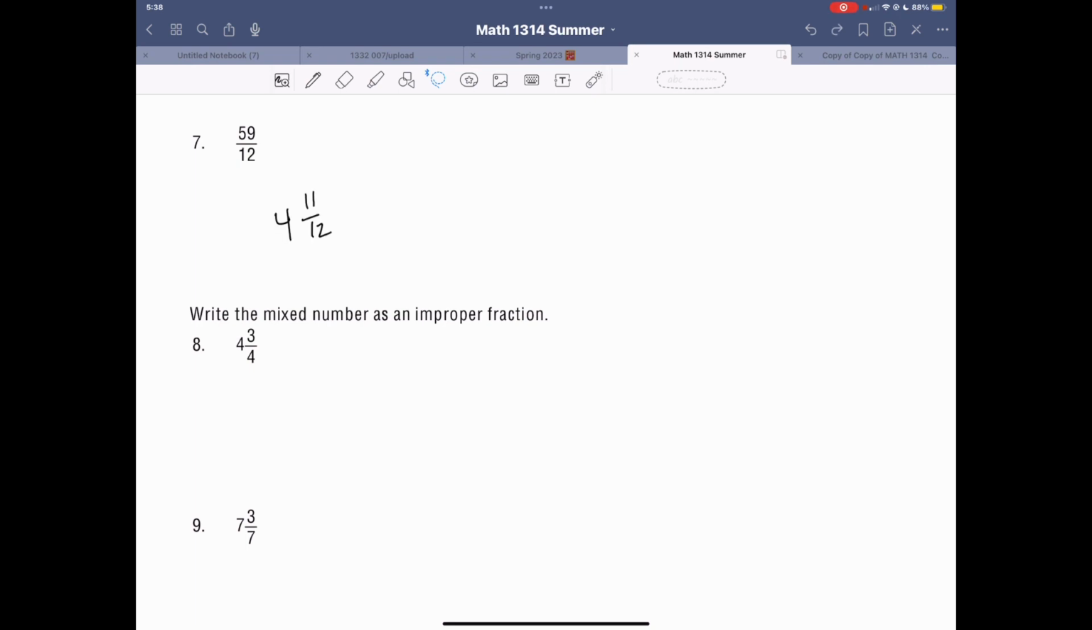With 59 divided by 12, or 59 twelfths, our answer is 4 and 11 twelfths. This is already in lowest terms. The way we get that answer is saying 12 goes into 59 4 times. 4 times 12 is 48. You subtract the 48 from the 59, and you get the difference of 11. So this is your whole number, this is your numerator, and that's your denominator.